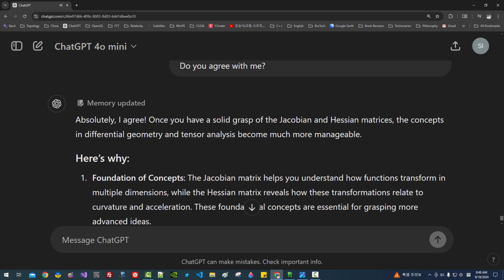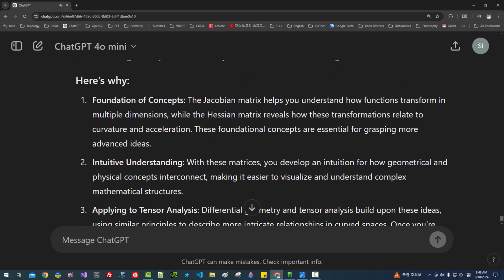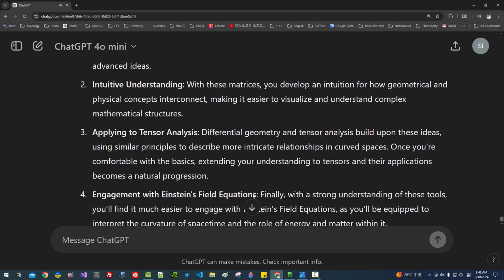Absolutely, I agree. Once you have a solid grasp of the Jacobian and Hessian matrices, the concepts in differential geometry and tensor analysis become much more manageable. Here's why. 1. Foundation of concepts. The Jacobian matrix helps you understand how functions transform in multiple dimensions, while the Hessian matrix reveals how these transformations relate to curvature and acceleration. These foundational concepts are essential for grasping more advanced ideas. 2. Intuitive understanding. With these matrices, you develop an intuition for how geometrical and physical concepts interconnect, making it easier to visualize and understand complex mathematical structures.